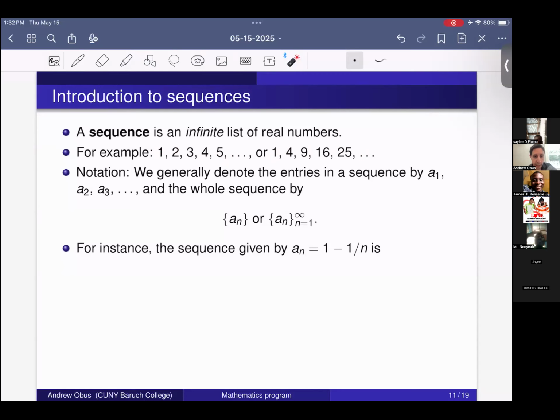So this is what a sequence is. And generally, how do we use notation for a sequence? We write the entries as a1, a2, a3, and the entire sequence, you can just write it as {a_n} in curly braces, or we can write it as a_n with n going from 1 to infinity if you want to emphasize that it's an infinite sequence. By the way, I should give a reference in the textbook for this. This is section 8.1.